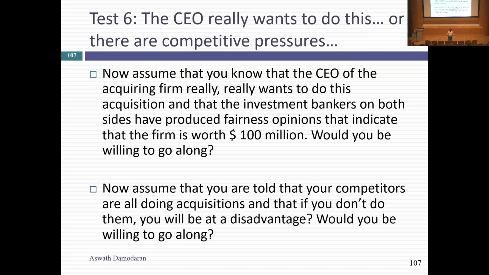The other argument you'll often hear is everybody else in my sector is doing deals. If I don't, it's called a defensive acquisition. You're doing it because if you don't do it, you fall behind everybody else. Everybody else is overpaying. Everybody's consolidating. If I don't do that, then I'm going to be in trouble. I don't have an easy answer to either one.